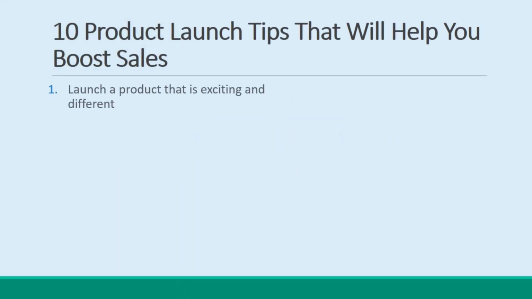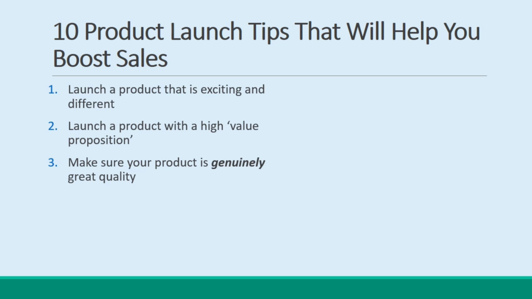1. Launch a product that is exciting and different. A product that is exciting and different will be much easier to build interest and intrigue around. Why should people care about this product? 2. Launch a product with a high value proposition. In other words, how does your product change lives? 3. Make sure your product is genuinely great quality. A few bad reviews can stop your product launch dead in its tracks.